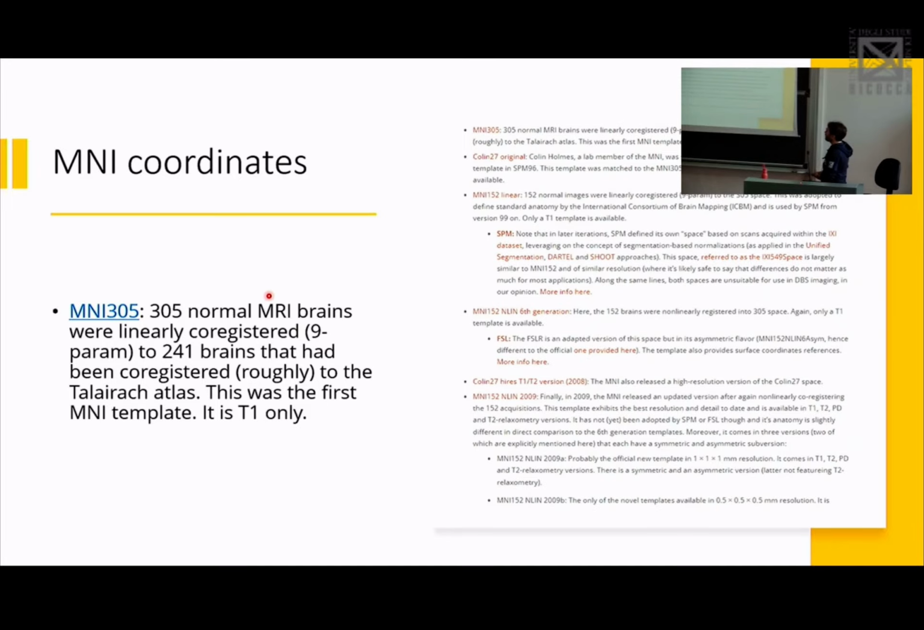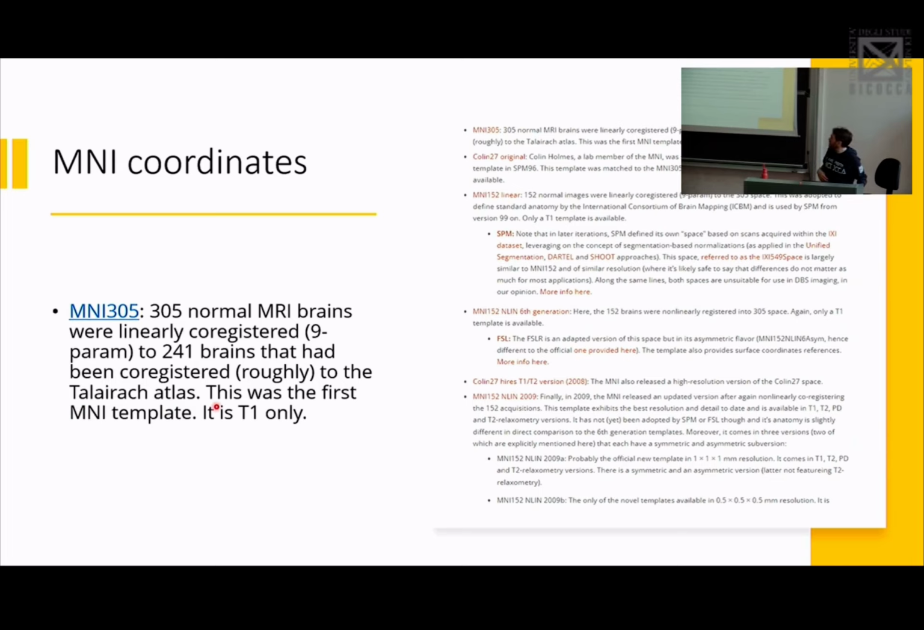Nowadays we have something better described. It's the Montreal Neurological Institute coordinate system. What's generally used is the MNI 305, which starts from 305 scans of normal brains, which have been linearly co-registered, which means rotated and translated, to another 241 brains that had been roughly aligned to the previous Talairach brain, because we set a standard and we don't really want to dismiss it.